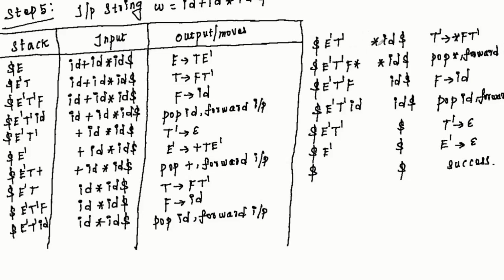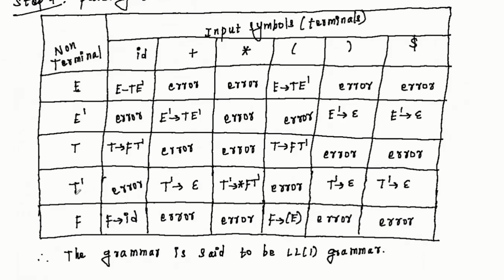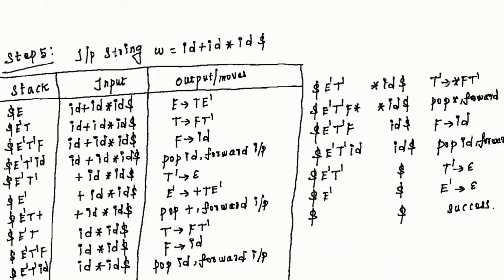Then T dash star. Look at the parsing table: T dash star, T dash tends to star FT dash. Write it in reverse order. You will get stack symbols dollar E dash T dash F star. Then input symbol star ID dollar. Compare star, star: pop star, forward input. Then you will get stack symbols dollar E dash T dash F, input symbol ID dollar.